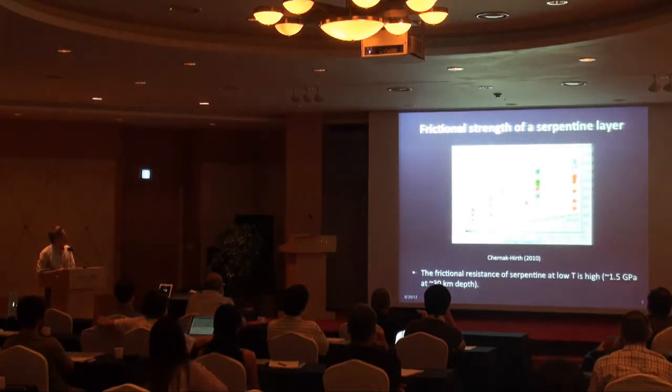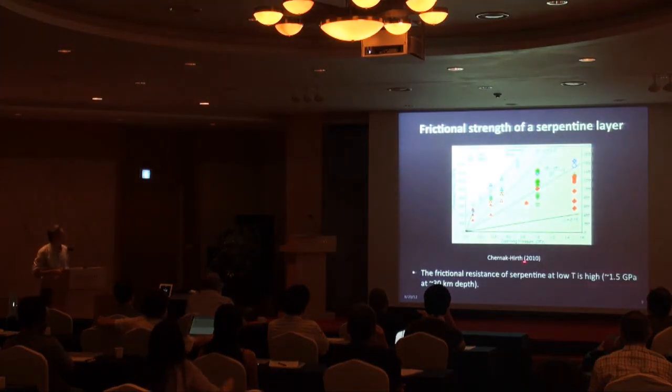This is the experimental results by Chermak and Hirth to investigate the friction coefficient in serpentine. This is the confining pressure and differential stress, and the friction coefficient corresponds to this slope. And a conventional model for friction strength is so-called Byerlee's law, where friction coefficient is assumed to be something like 0.6.